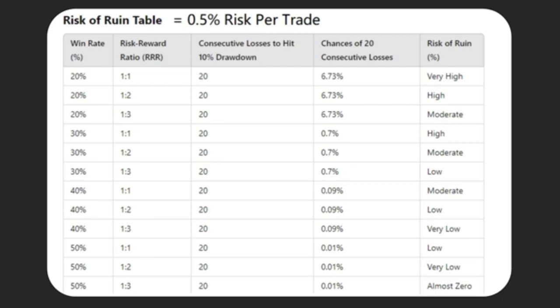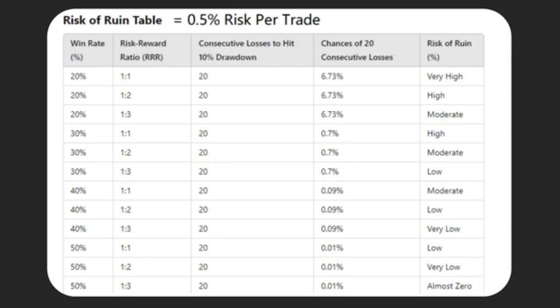With a system that has a 20% win rate and a 1 to 1 risk to reward ratio, where you are risking 0.5% per trade with a 10% maximum drawdown limit, your risk of ruin is higher than 90%, which is extremely high. This means you have a higher than 90% chance of blowing your account, and you will never be profitable with this sort of system, right?